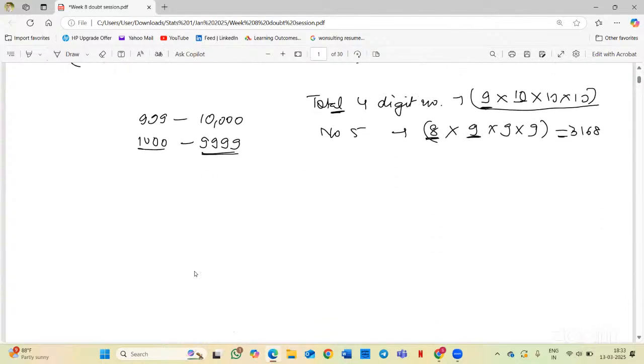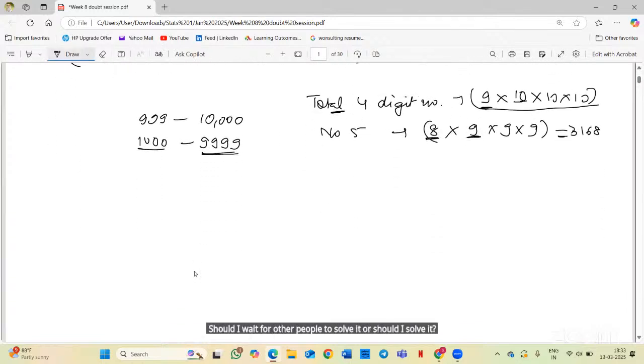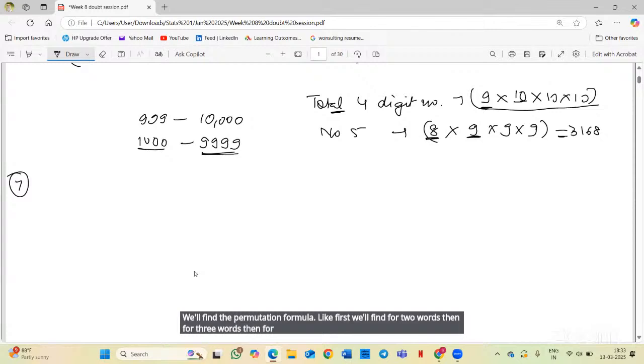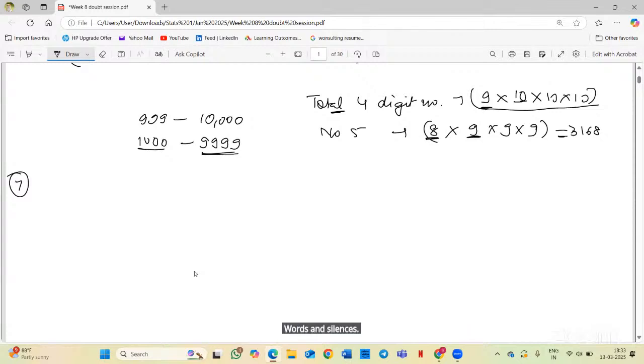Should I wait for other people to solve it or should I solve it? And we'll find the permutation formula. Like first we'll find for 2 words, then for 3 words, then for 4 and 5 words. Okay, I got it. And then adding them. So okay, try to solve it.